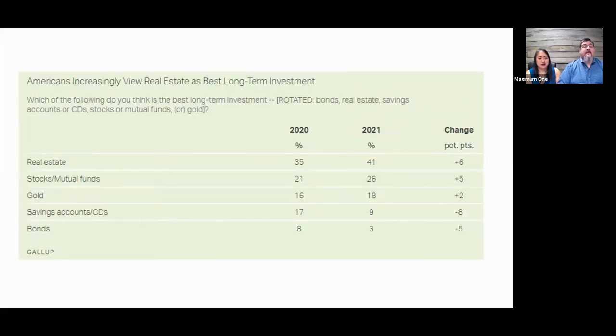Now, all that being said, what is the best long-term investment? Real estate continues to move up. Right now, 41%, which is up 6 points over 2020, say real estate is the best place to do it. Stocks continue to move well, but that will always be the case anytime the stock market's doing well. Gold has moved up 2 points. Savings accounts, and everybody knows you can't get anything in savings right now, are down 8, and bonds are down 5. That's according to the Gallup poll.